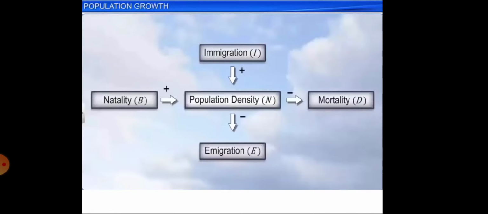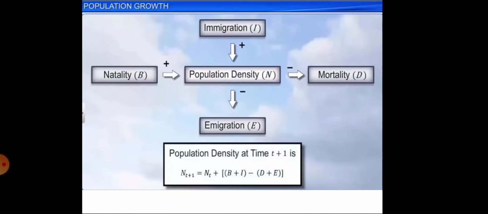Now, let's consider this flow diagram where N is the population density at time t. Now, the density at time t plus 1 can be calculated as shown. Although the number of births and deaths greatly influence population density, in some cases, immigration and emigration assume importance.